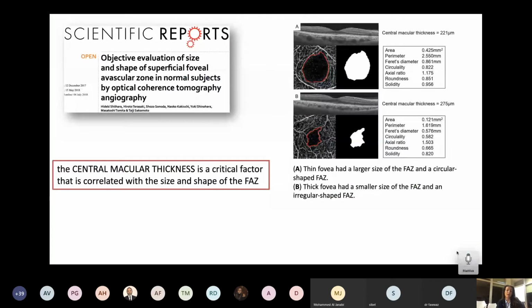But as we know, the OCTA gives us the opportunity to make an objective evaluation of the size and the shape of the phase. And we know that the central macular thickness is a critical factor and is correlated with the size and the shape of the phase. In other words, thin fovea has a larger size of the phase and a circular shaped phase, and the thicker fovea has a smaller size of the phase and an irregular shaped phase.